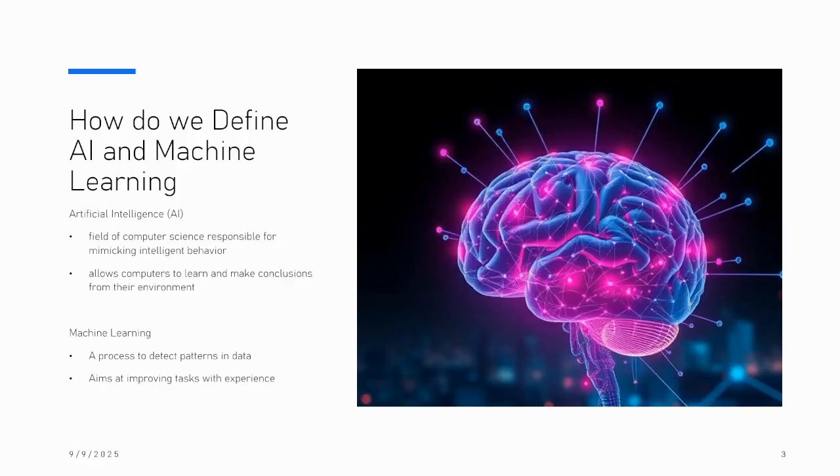How do we define AI and machine learning? AI is the broad field of computer science focused on building systems that can perform tasks that usually require human intelligence. These tasks include problem solving, reasoning, understanding, decision making, and recognizing patterns. AI can be rule-based, where systems follow programmed logic, or even learning-based, where systems adapt and improve over time.